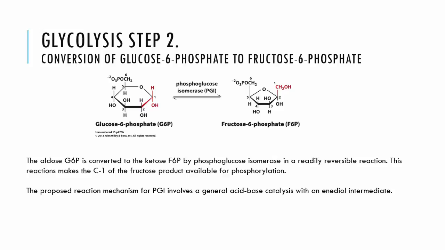This reaction is readily reversible, meaning the delta G is near equilibrium. However, conversion of G6P to F6P exposes the carbon 1 and allows for phosphorylation in the next step of glycolysis. The rapid phosphorylation of fructose 6-phosphate in the following step shifts the equilibrium in favor of fructose 6-phosphate production. While the exact mechanism of PFK-1 is still not completely understood, it has been proposed that it acts as a general acid-base catalyst through an enediol intermediate.